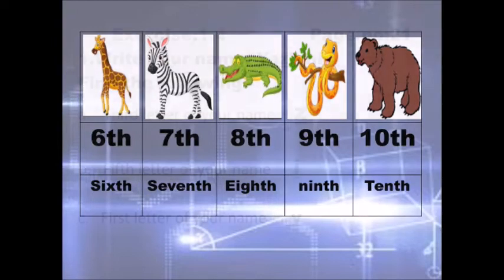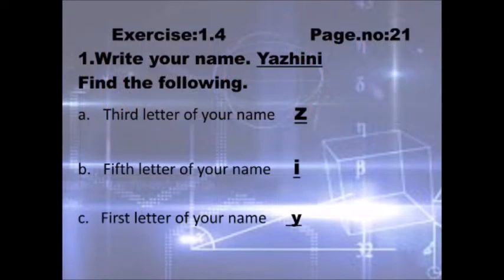Have you understood? Now let's see the exercise 1.4, page number 21. Write your name. So you have to write your name. Here I have written Yalini for example. Find the following. Third letter of your name. Here I have written Yalini. So the third letter of Yalini is L. So I have written L here.